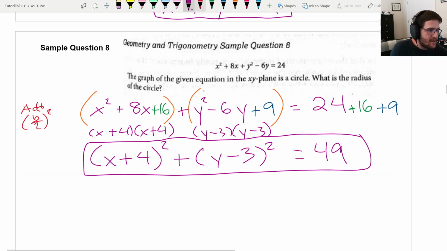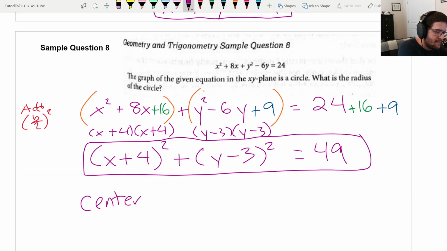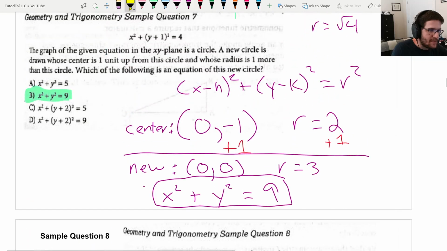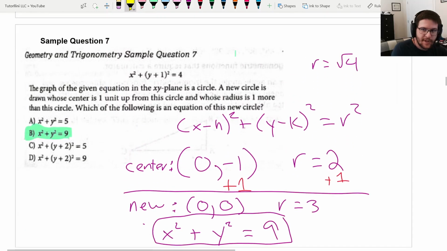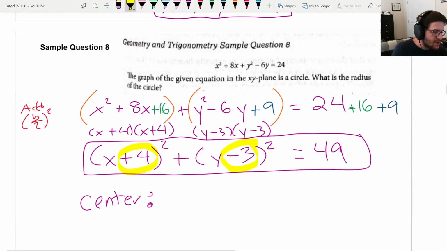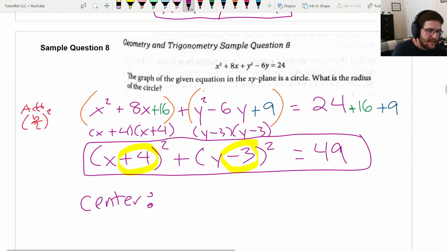And now we're going to find the center. We don't have to for this question, but let's just find it anyway. The center is, okay, don't forget to change the signs. Remember, when we did the equation, guys, there's minuses in front of the h and the k, so you've got to change the signs. So it's not 4, -3. That would be wrong. It's -4, 3.